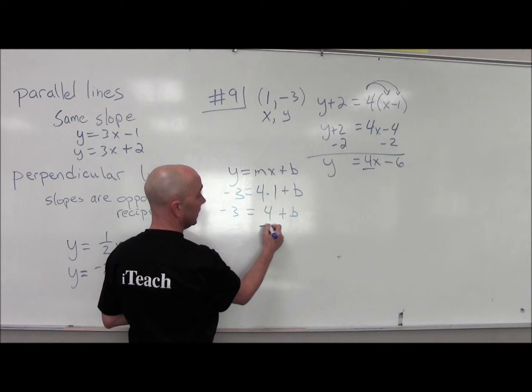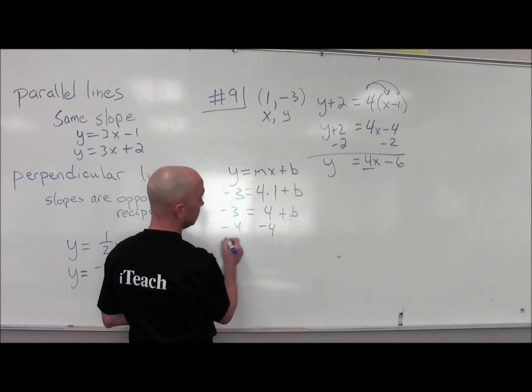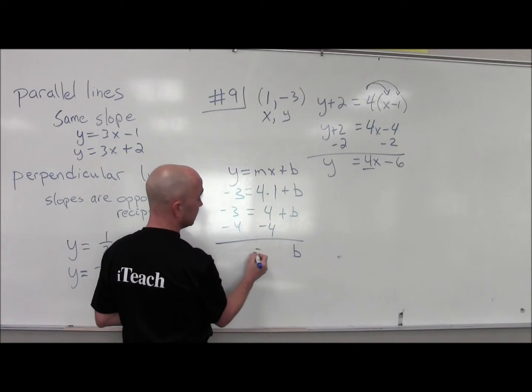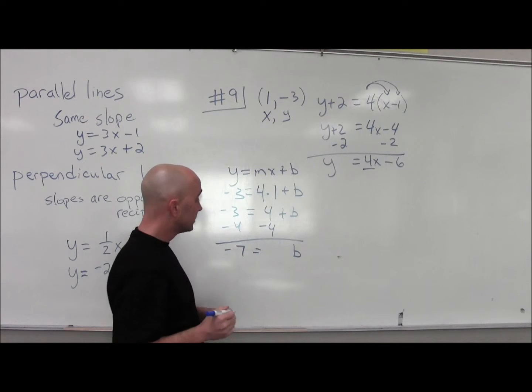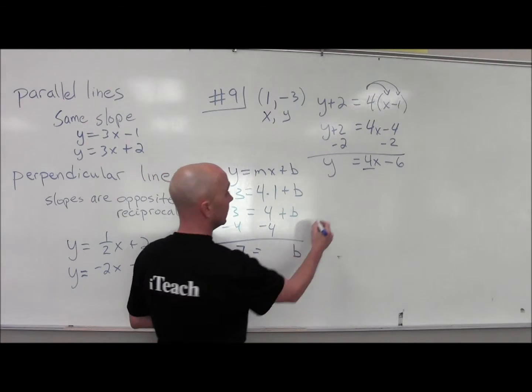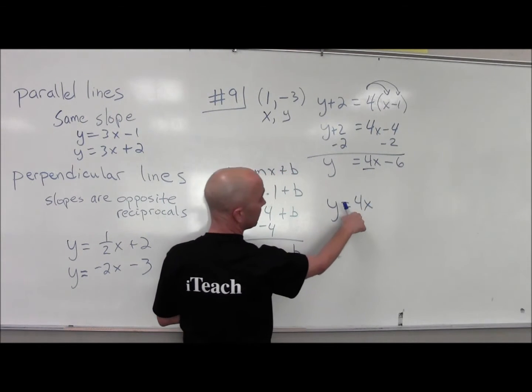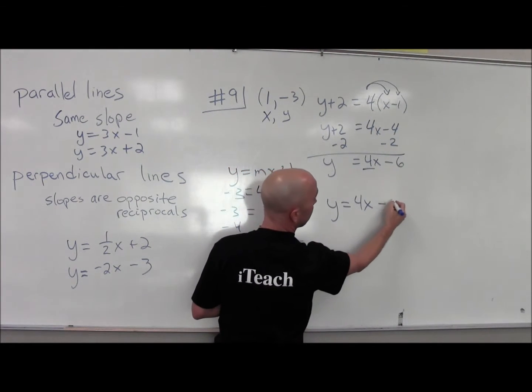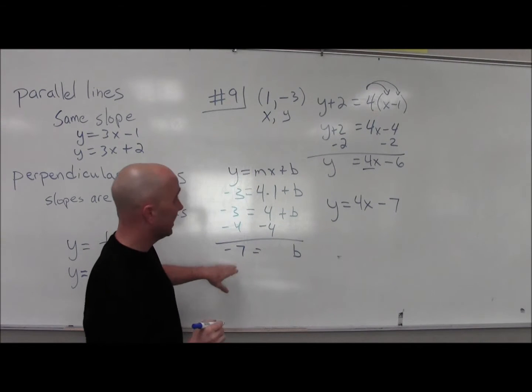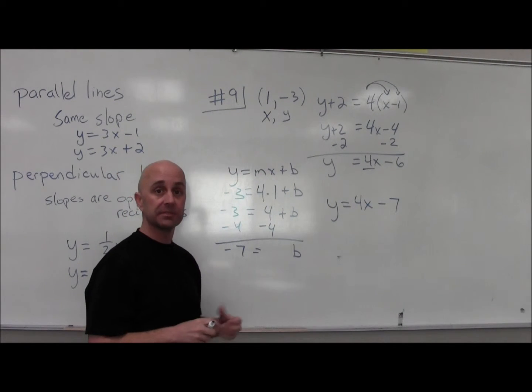So if I solve for b, I will get the y-intercept, and b is negative 7. So in this equation, it would be y equals 4x, because my slope is 4, it has to be parallel to that, but it crosses the y-axis at negative 7. My y-intercept is negative 7.